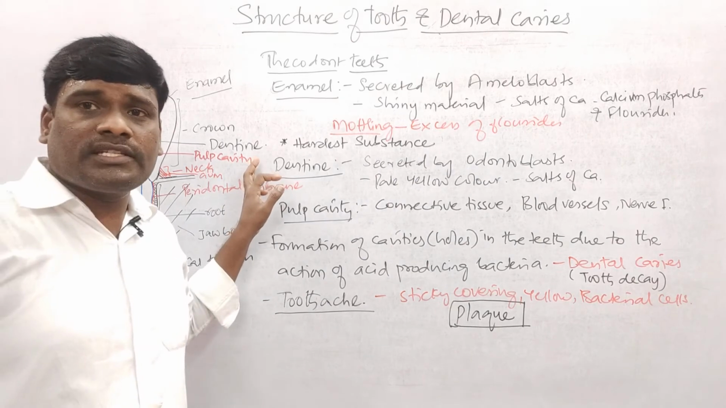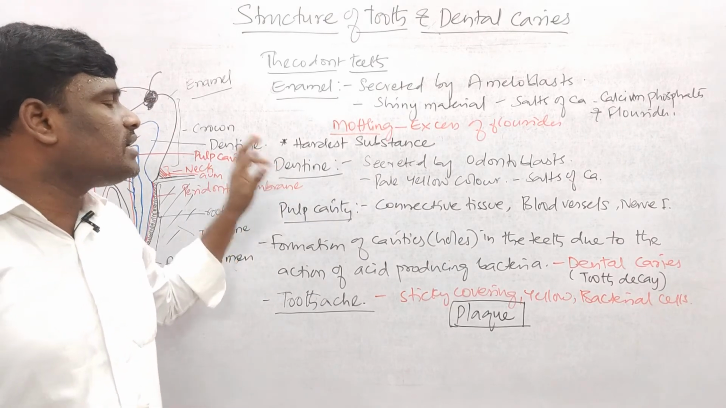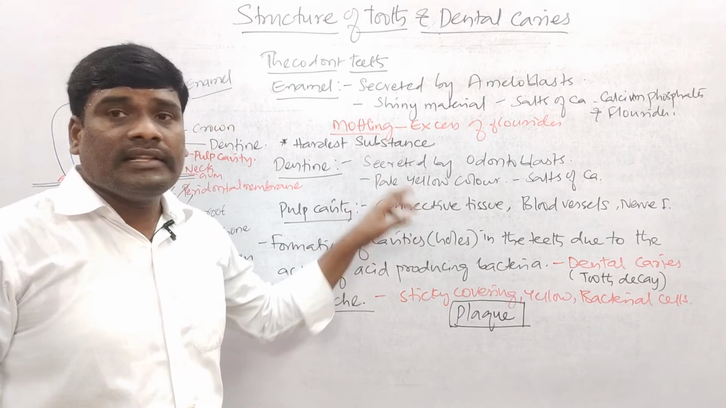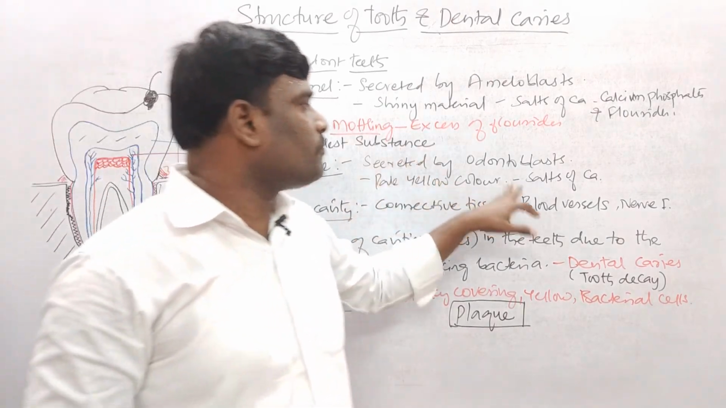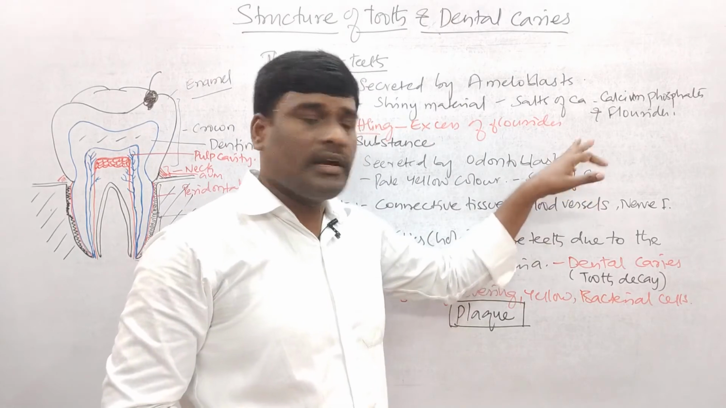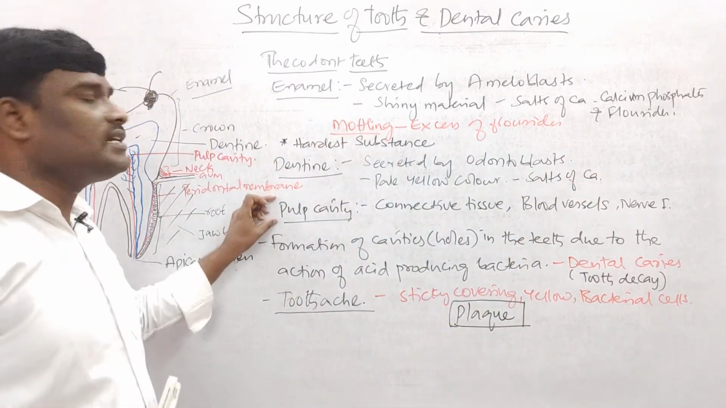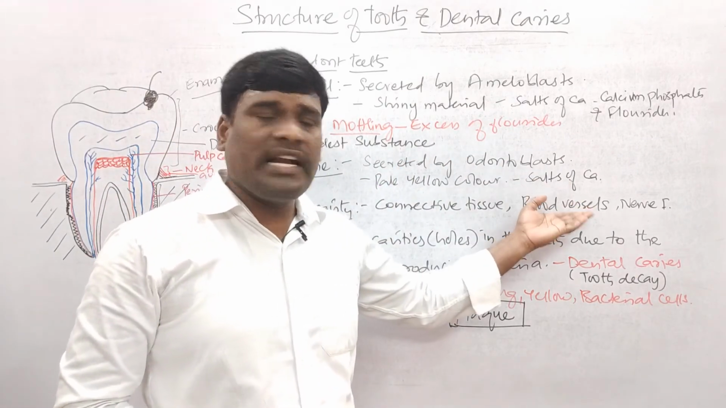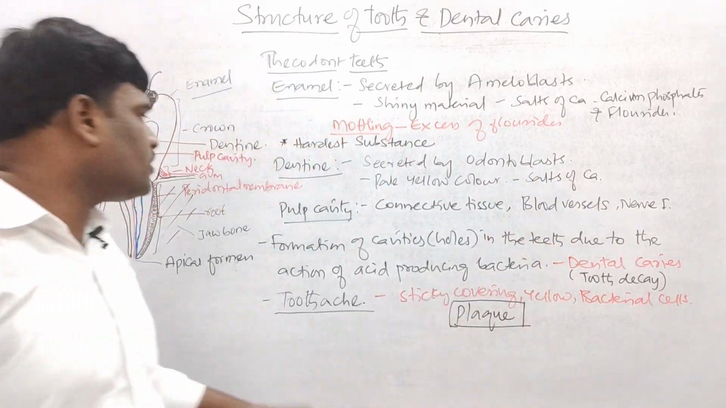Then what about the next part, children? That is dentine. Dentine is secreted by the odontoblasts. It is pale yellow in color. This is also made up of salts of calcium. And next, the third one, is the pulp cavity. It is a connective tissue. It contains blood vessels as well as nerve fibers, children.